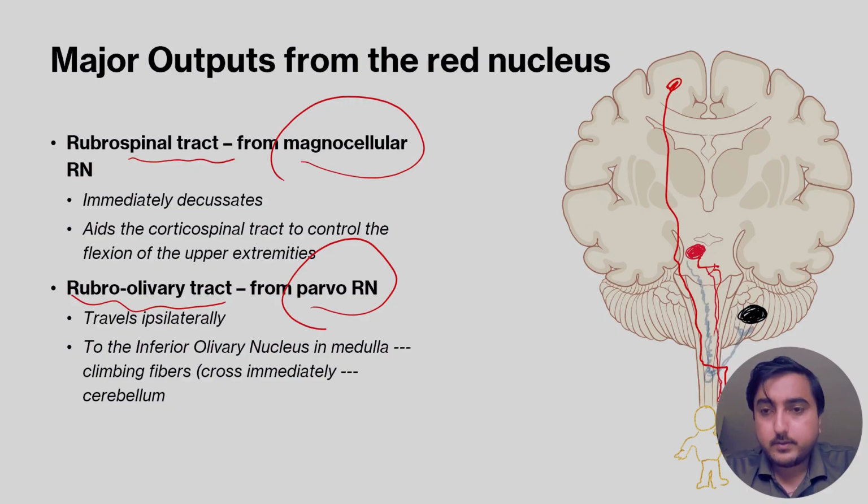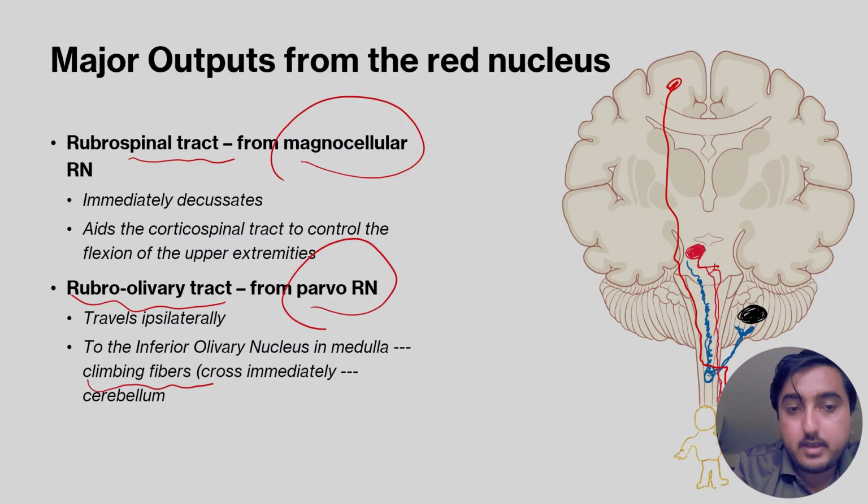The rubro-olivary tract originates from the red nucleus, descends downward ipsilaterally into the inferior olivary nucleus in the medulla, and from the medulla we have the second order neurons, and those neurons form the climbing fibers. They cross immediately and then reach the cerebellum.